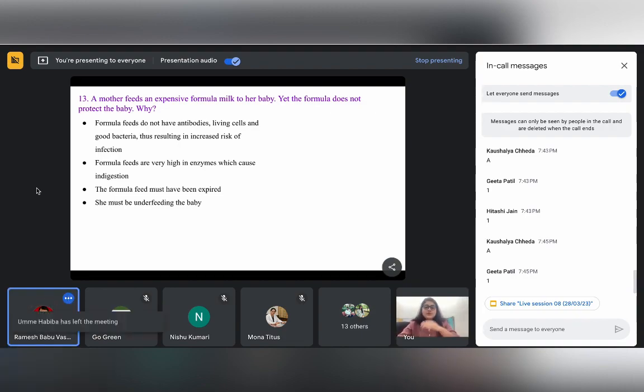Right. So let us just recapitulate a bit. The first milk which comes is the colostrum, right? The colostrum is very rich in all these antibodies. Can anybody tell me which is the antibody which is present in colostrum in major amounts?